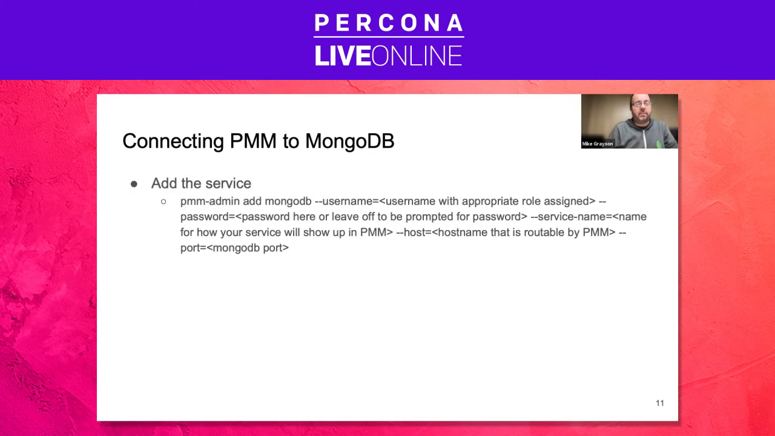Then finally, we have our PMM admin command, which is what we'll run to be able to add MongoDB to PMM. If you had a replica set or a sharded cluster, you'd want to run this command on all your different nodes. You'll pass the username. You can optionally pass the password or leave it off to be prompted for the password. You'll provide a service name. This is how your MongoDB instance will be displayed in PMM, so you want to make this name noteworthy. You'll also want to put a host name. You want to make sure that this host name is routable by PMM. For example, if they're in different AZs or anything like that, you'll want to use something that PMM is able to route to this host. And then finally, the MongoDB port as well.